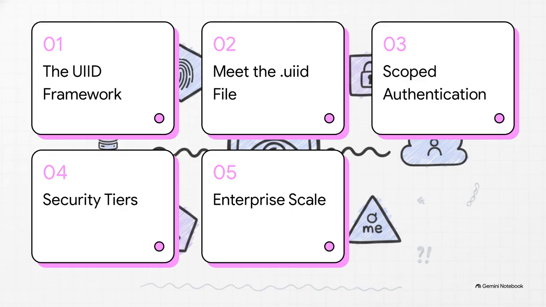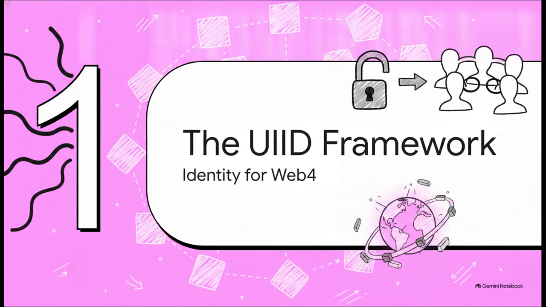Okay, let's dive into this. Here's the roadmap for how we're going to unpack this massive update. 1. The UIID framework explained. 2. Meet the .UIID file. 3. Portability and scoped authentication. 4. Four security feature tiers. And finally, number 5, enterprise scale and hardened SSO. Starting off with Section 1, the UIID framework explained, decentralized identity for Web 4.